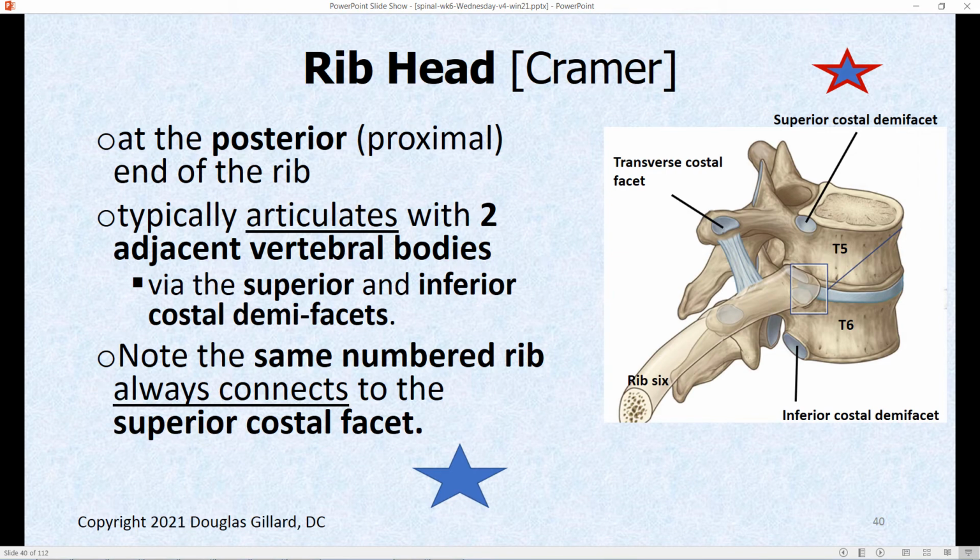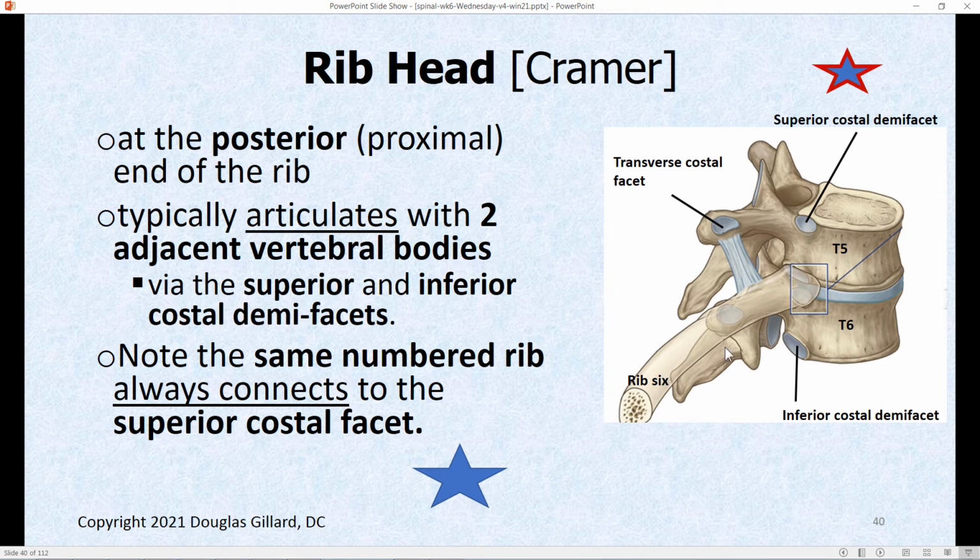Alright, the rib head, so that's at the posterior end. That's the most proximal end, or most posterior part of the rib. It articulates typically with two vertebral bodies via a superior and inferior costal demifacet. Make sure you know that the same numbered rib always connects to the superior costal facet.